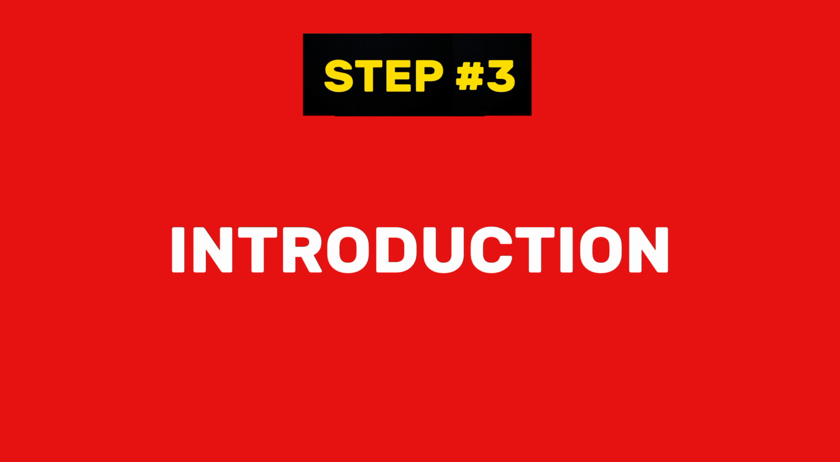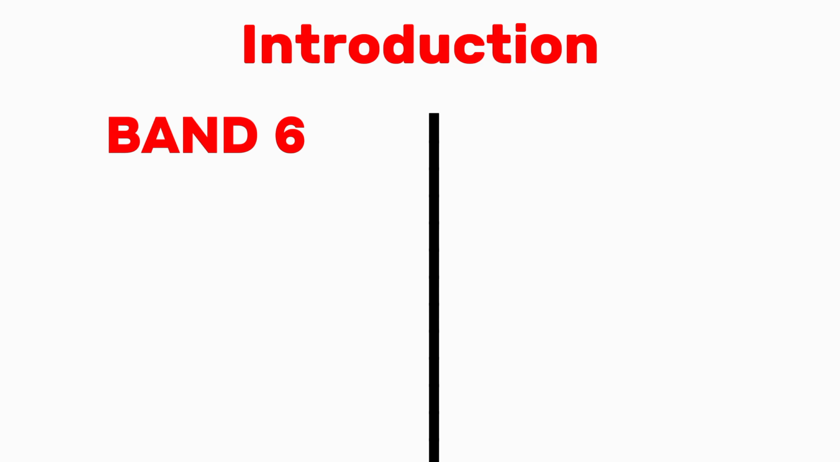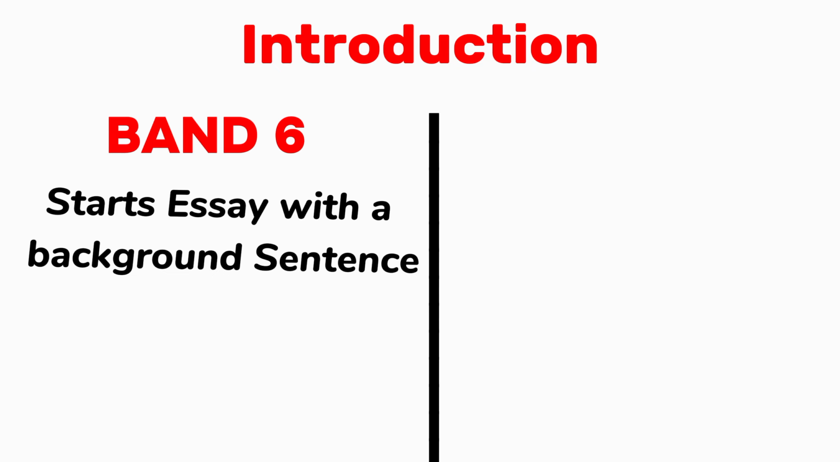We're done with the band descriptors. Now we'll be moving on to the introduction. This is the most common mistake made by a band 6 student, that he starts his essay with a background sentence. Remember that background sentences will not get you any sort of additional band score and you will just waste your time thinking of one because they have no relationship with the essay.